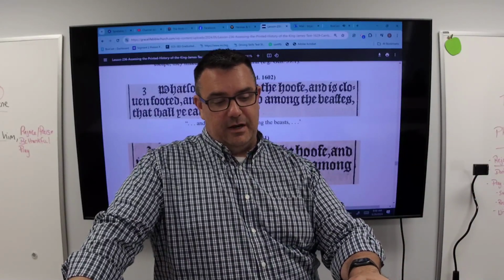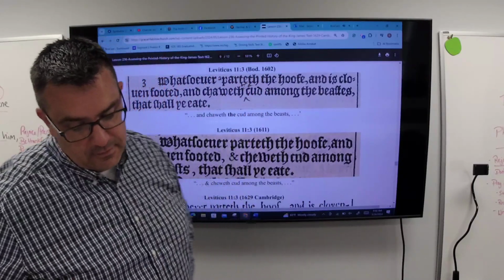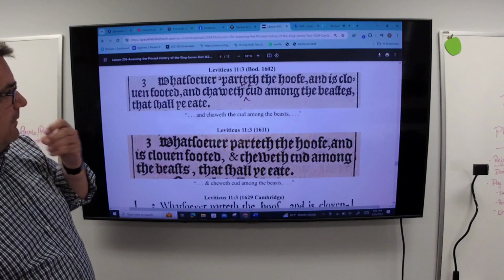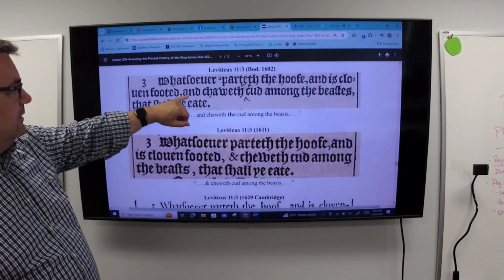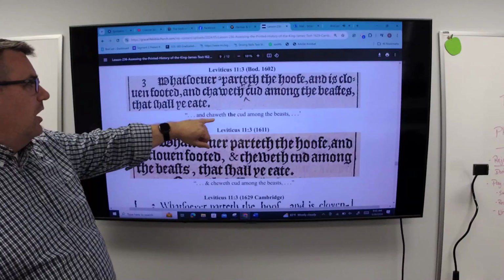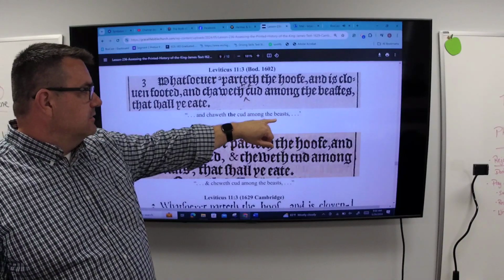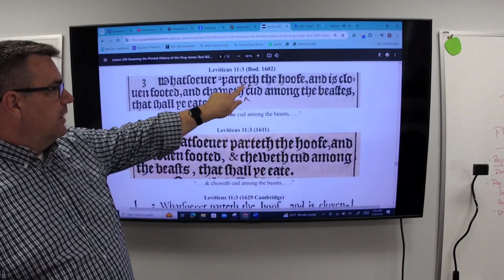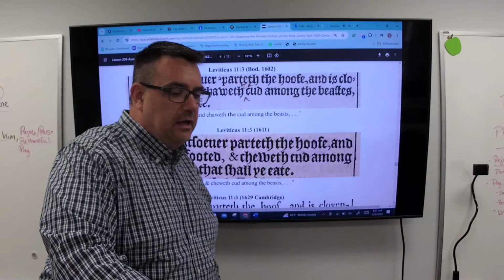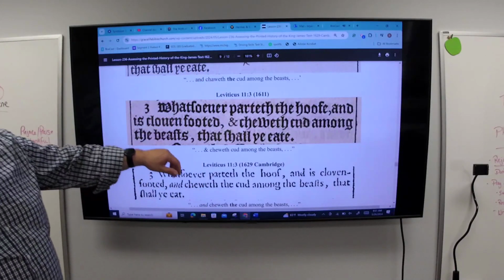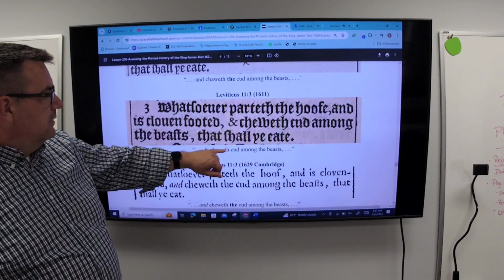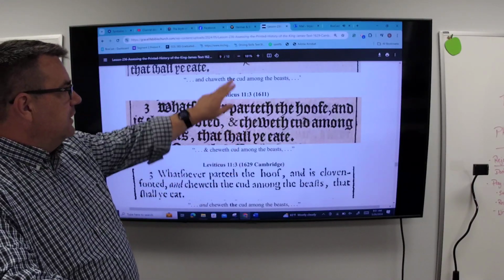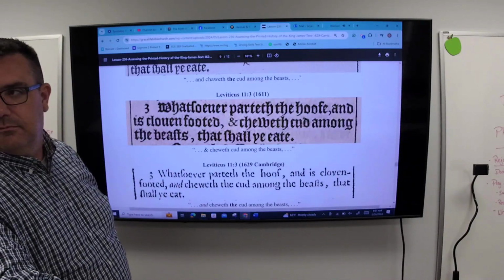Less literal. Okay, Leviticus 11. Let's look at Leviticus 11. We're talking about this phrase here in the middle of the verse: and chaweth the cud among the beasts. So notice, do they insert the word the into this, right here? 16:11 accepts this, right? And cheweth cud. So do they reject the inclusion of cud in the 1611?